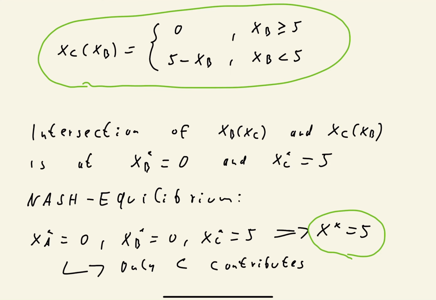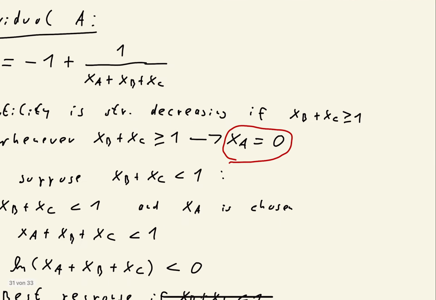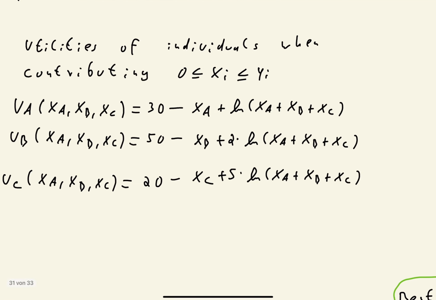As you can see, only individual C is contributing, and the reason is simply given by the fact that individual C has the highest utility for the public good. As you can see, all of them have the same costs. Each of them has marginal costs of 1 when contributing to the public good. But C has the highest marginal utility, and individuals A and B are basically free riders now. Since they have lower marginal utility than individual C, they will free ride on the public good.